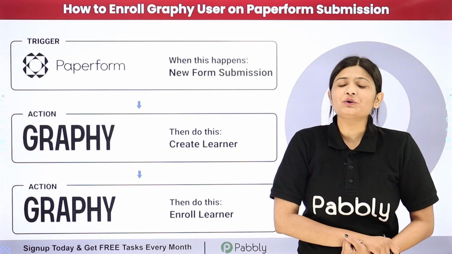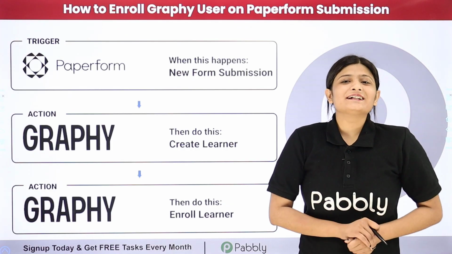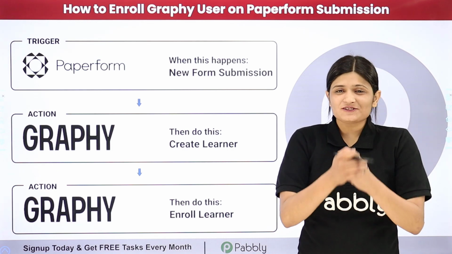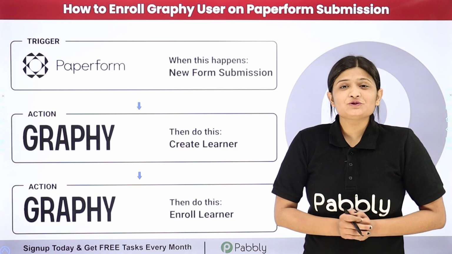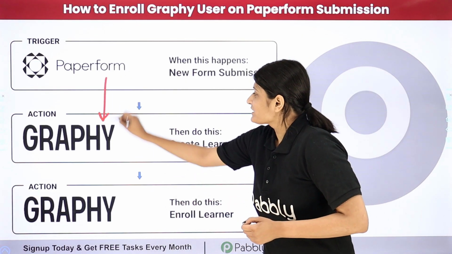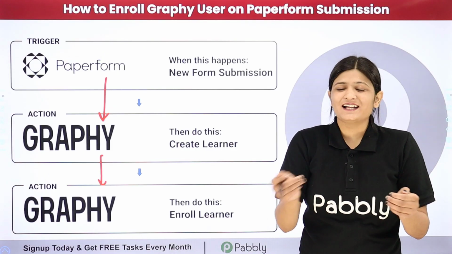Now as I completely want to automate this process, I am going to use Pabbly Connect. So Pabbly Connect is an amazing automation and integration software which requires no coding or programming skills. Here I just need to build connection between Paperform, Graphy. Pabbly Connect runs on two principles, which is trigger and action.